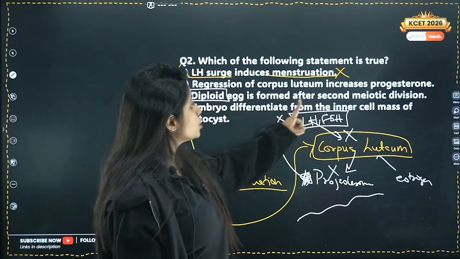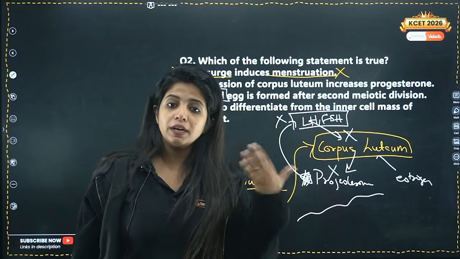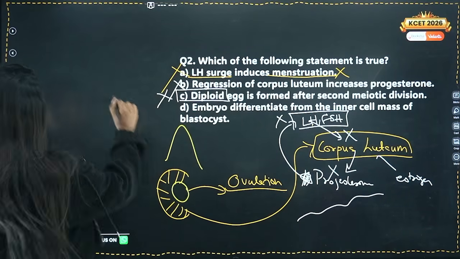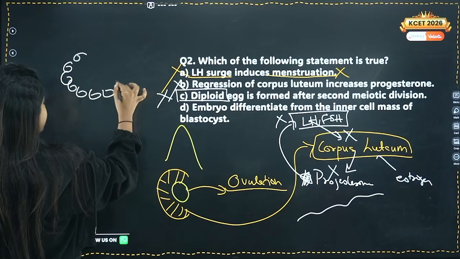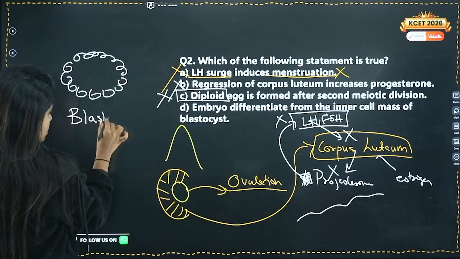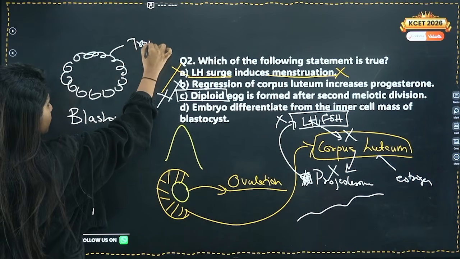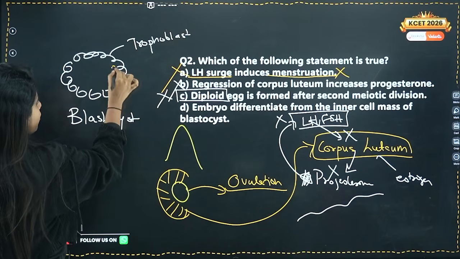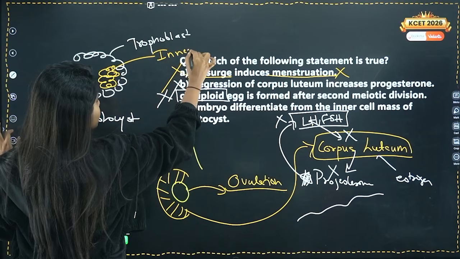Now, embryo differentiates from the inner cell mass of the blastocyst. So, you know, embryo formation, when it happens, it's not a one-step process. There are multiple stages of embryo. And one such stage is known as blastocyst. And it's a very cute stage. I'll tell you why it's cute. So, over here, suppose this is the blastocyst stage. You have an outer layer, you call this trophoblast. Trophoblast. And then inside that, you have a mass of cells, which you call inner cell mass.